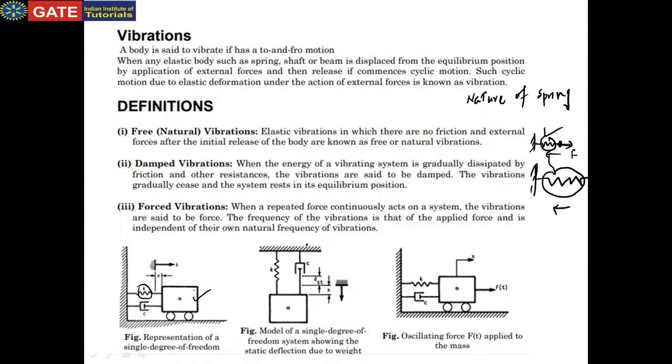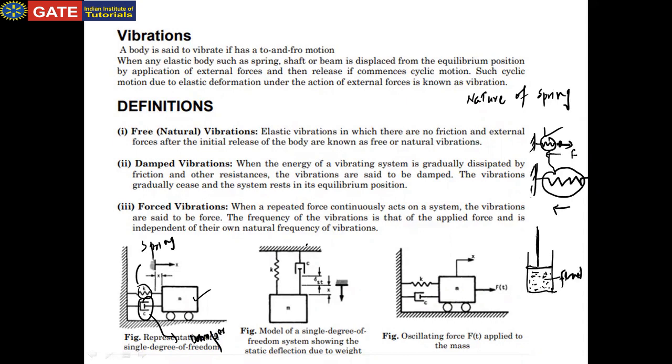What is the nature of a damper? This is the spring, and this is the damper. I'll show you a separate diagram. A damper is like a piston-cylinder arrangement. It is not exactly a piston-cylinder, but you can understand it that way. So say this is the cylinder, and this is the piston. Here they may have a very high viscous fluid.